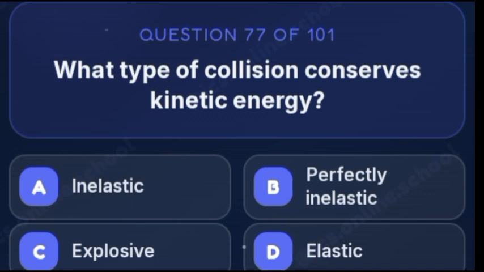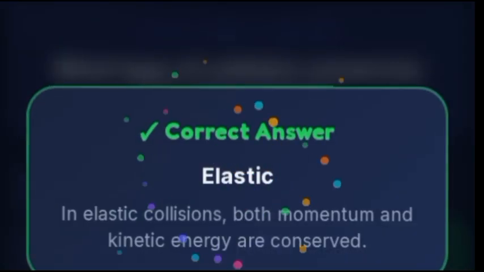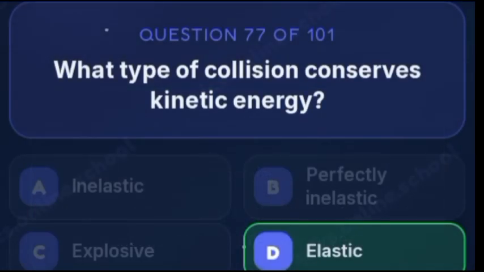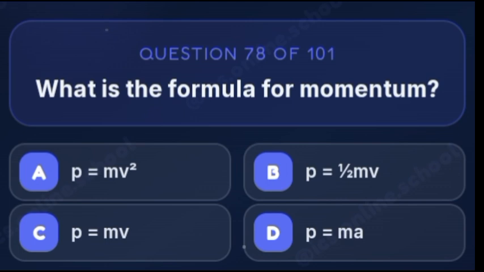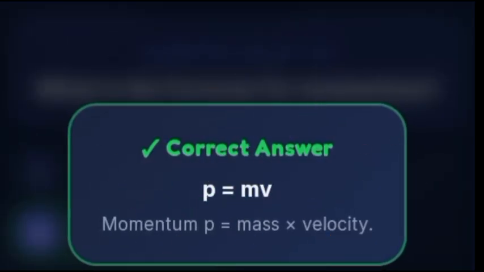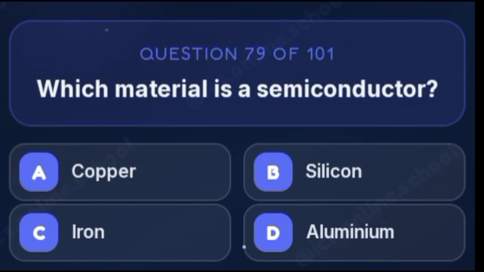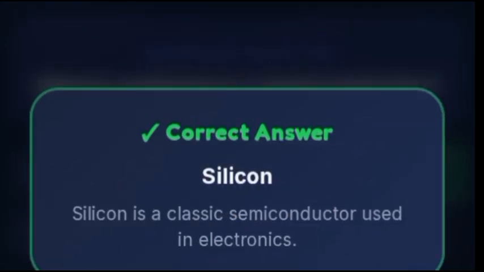What type of collision conserves kinetic energy? Elastic. What is the formula for momentum? P is equal to mv. Which material is a semiconductor? Silicon.